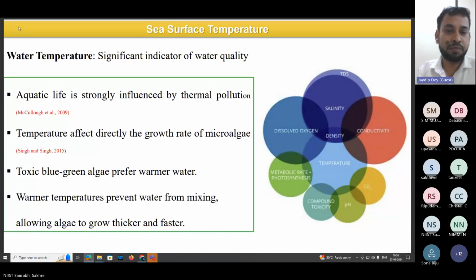So why is sea surface temperature important? Why are we working on it? This is one of the significant indicators of water quality. Aquatic life is strongly influenced by thermal pollution. Temperature directly affects the growth of microalgae. Toxic algal blooms prefer warmer water. Warmer temperature prevents the water from mixing, allowing growth of excessive algae in the water body. So this is the reason we need to study sea surface temperature.